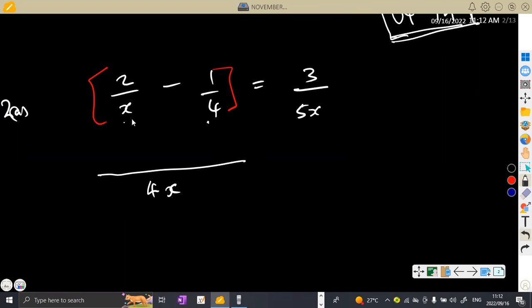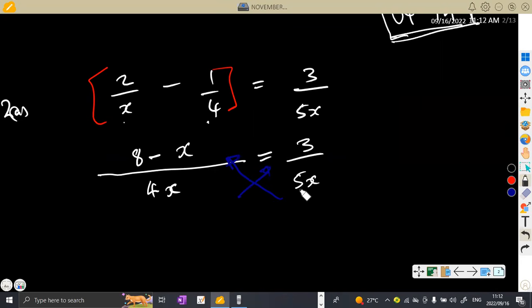As you can see, x and x will cancel, remain with 4. So it's 4 times 2, which is 8, minus 4x divided by 4. 4 and 4 will cancel, you remain with x. So x times minus 1, that's minus x, which is equivalent to 3 over 5x. So these two, I've combined them, and here I can now cross multiply.